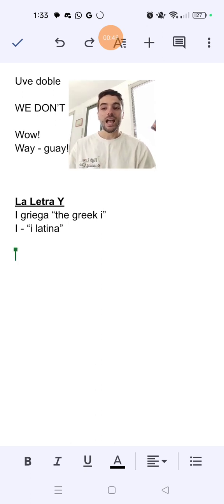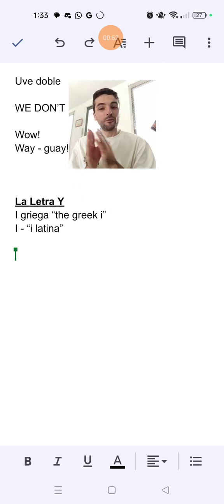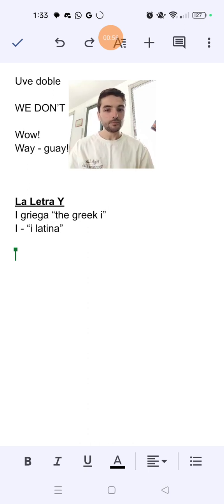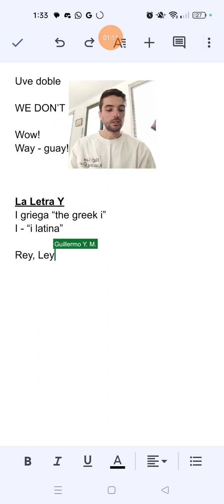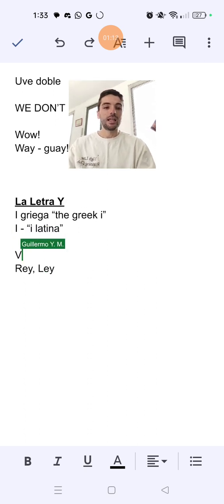This letter has two different uses, and this can be a little bit challenging. It can act as a vowel and it can act as a consonant. It acts as a vowel when we use it at the end of a word. For example, rey or ley. Okay, so in this case it's a vowel.